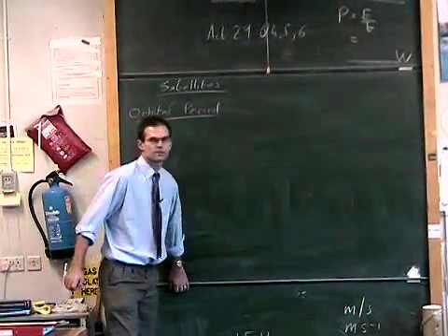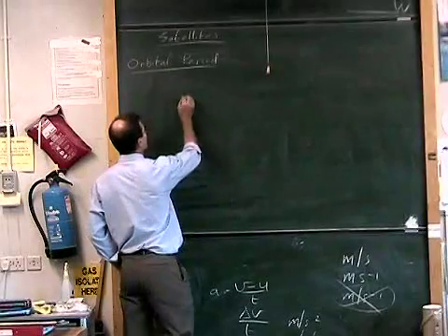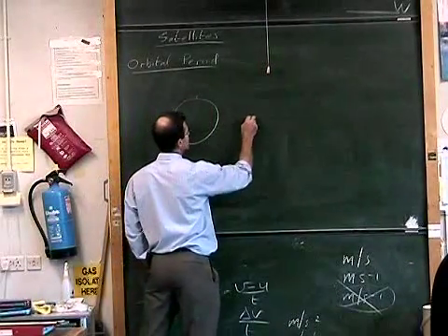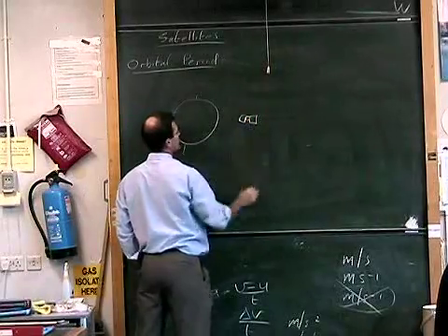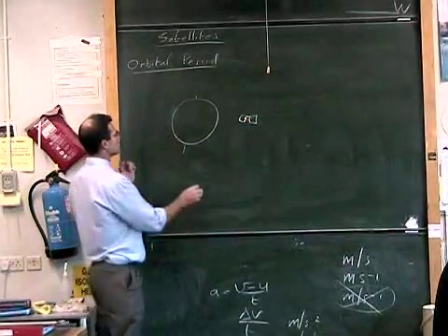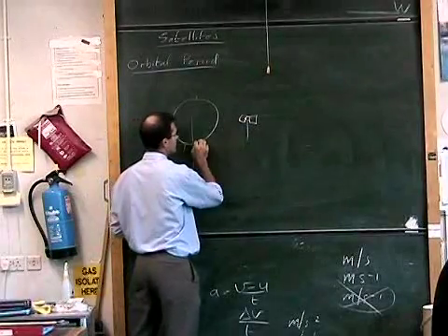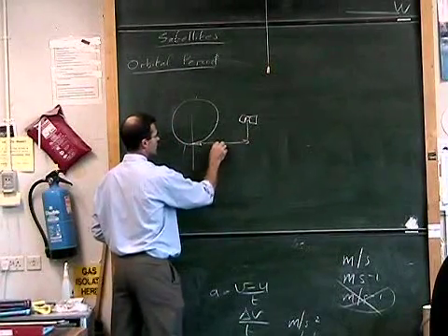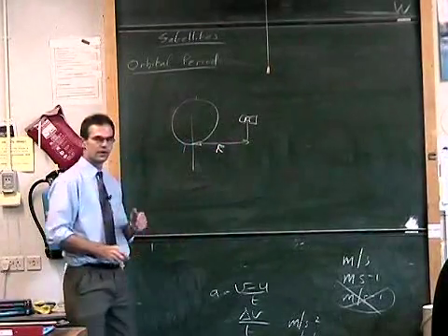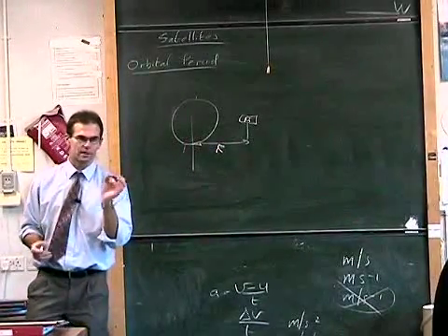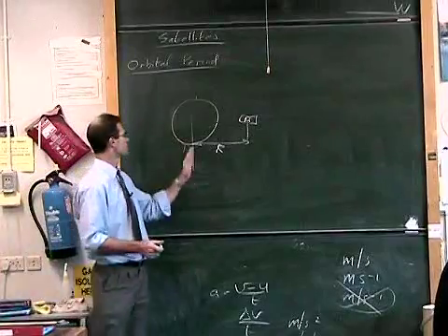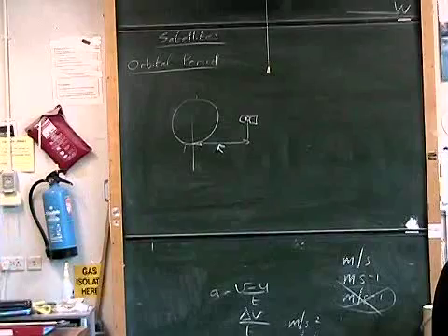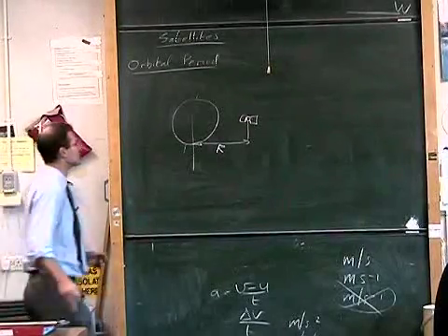So if you've got a planet, like that there, and you've got a satellite orbiting it at a particular distance, r, measured away from the center of the planet rather than the surface. This is going to be important. You need to remember that when you're measuring distances with gravitation, it's always from the center of the object rather than from the surface of the object.